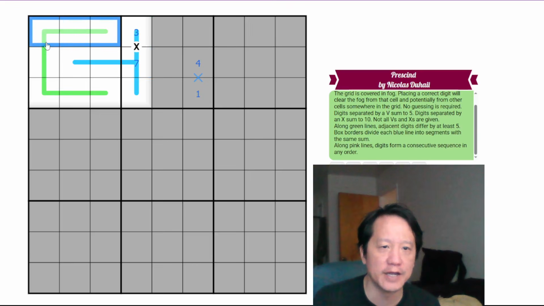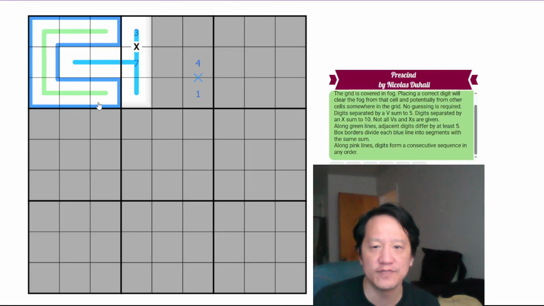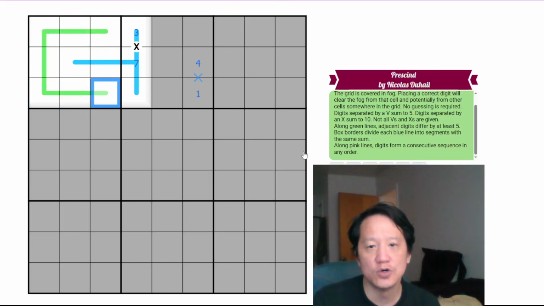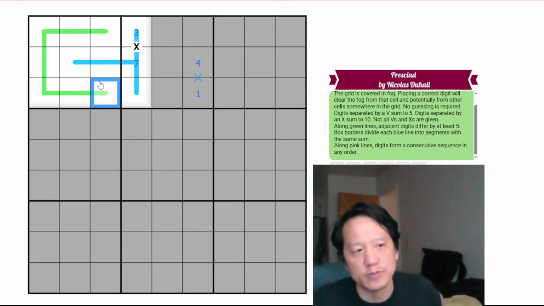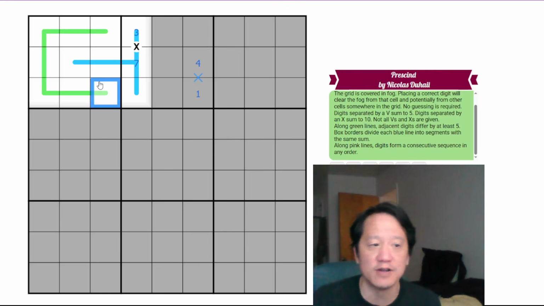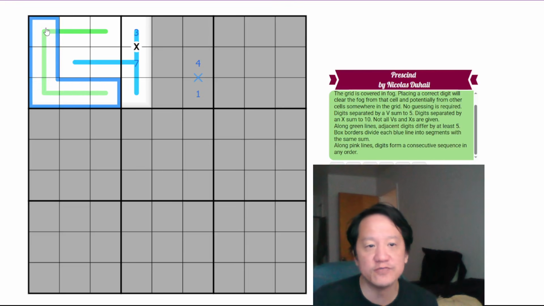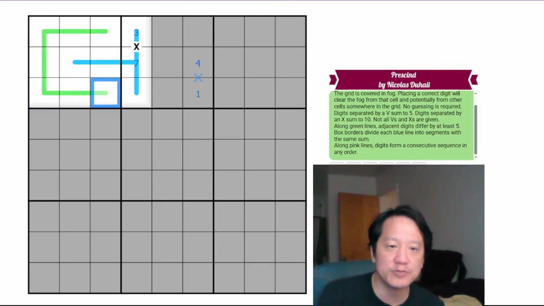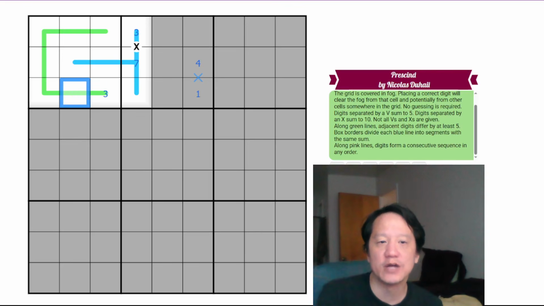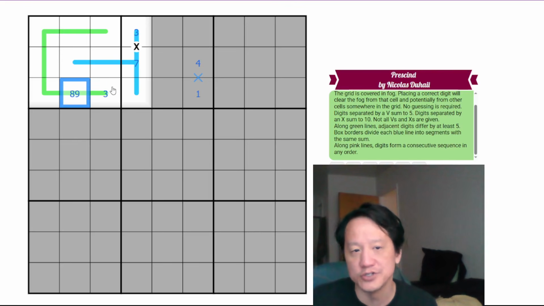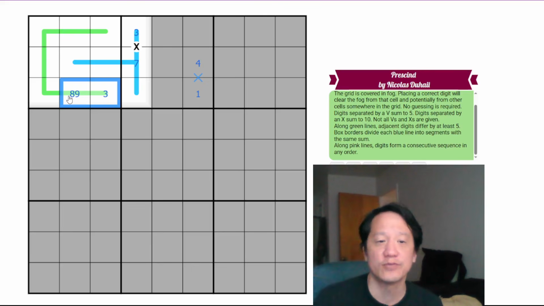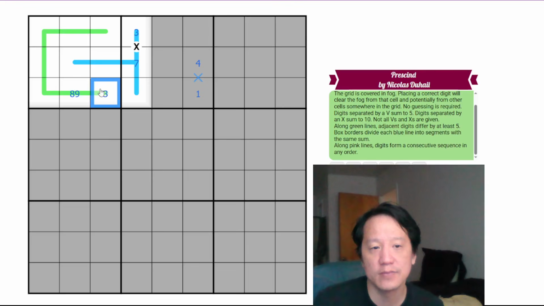Along a green line, adjacent digits differ by at least 5. This is commonly known as German whisper lines, but I call them whisper 5 lines because the setter came up with a great naming for this, which is very easily extendable. So that's why I use that. So as an example, say we had a 3 here. This would have to be 8 or 9 because the only digits which are 5 or more away from 3 are 8 and 9. So that's how these whisper 5 lines work.